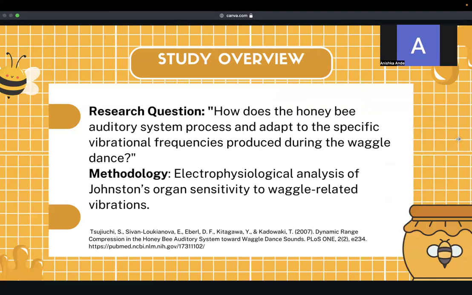So the research question is, how does the honeybee auditory system process and adapt to the specific vibrational frequencies produced during the waggle dance? The methodology used in the study done by Tsuchiya is electrophysiological analysis of Johnston's organ sensitivity to waggle-related vibrations. And the citation is provided below.